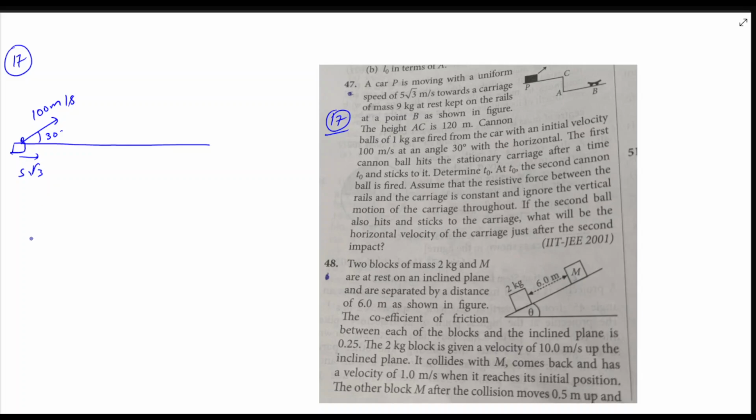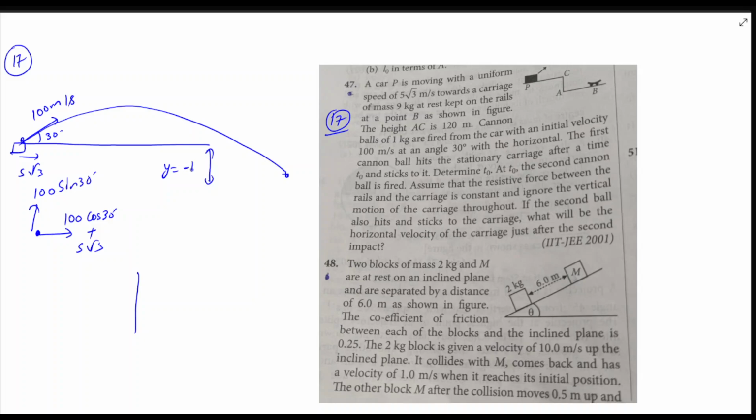So we have to find. Look, now this cannon will have velocity here 100 cos 30 plus 5 root 3, right? And above it will have velocity 100 sine 30 degree. Now, okay, are you getting? Now, this ball has to travel like this and reaches here. So in y direction, it has covered a distance minus 120, right? So displacement in y is minus 120.